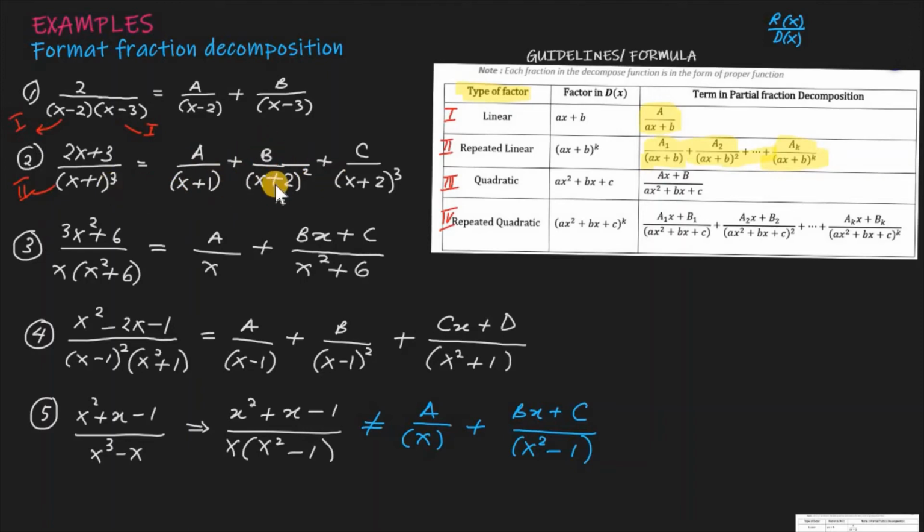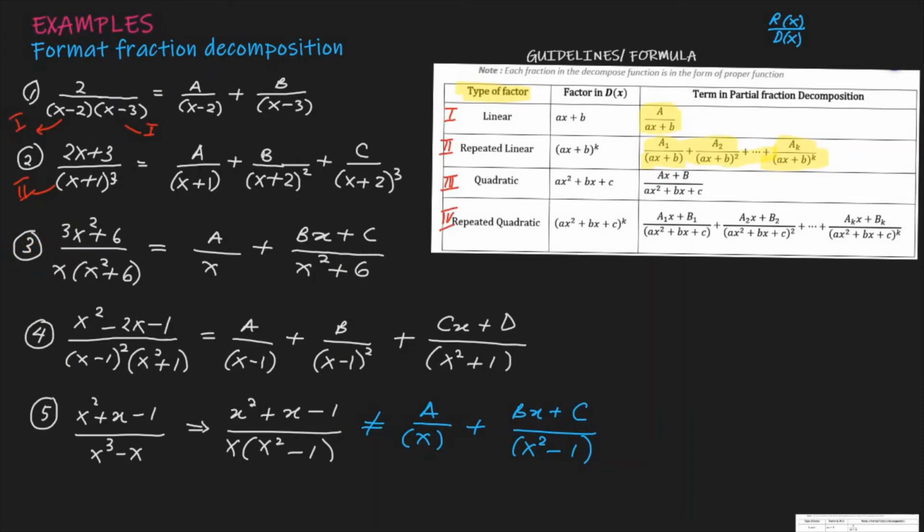And for another one, b over (x plus 2) power 2, up to c over (x plus 2) power 3. So a single c over (x plus 2) power 3. I'm not using a1, a2, ak. I'm using A, B, C. Okay, it's easier to write. Alright, that would be number 2.